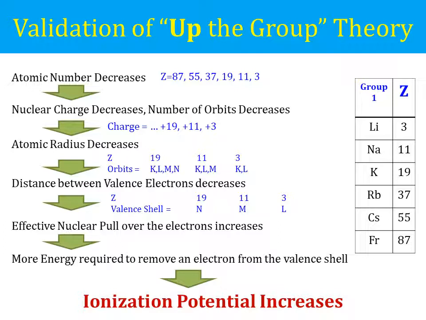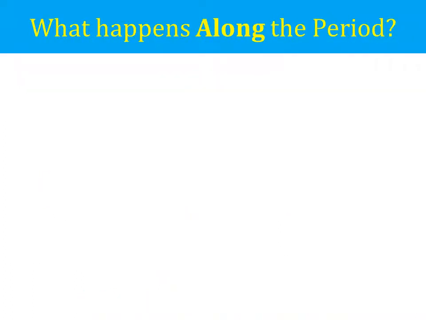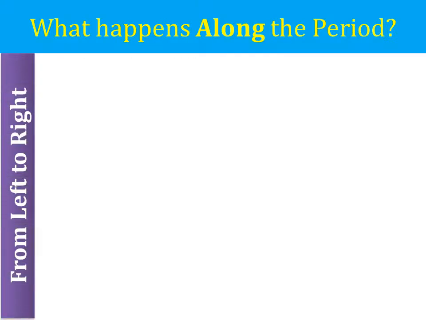Okay, moving on to the next. We are having along the period. Let's find out what happens along the period. The condition is given over here: from left to right. As I have said many times, when you go for along the period analysis, you should mention whether it's from right to left or from left to right. You should mention that because it is very, very important.